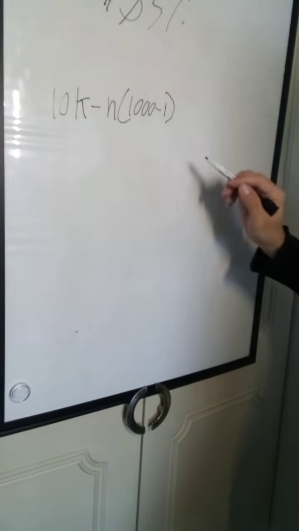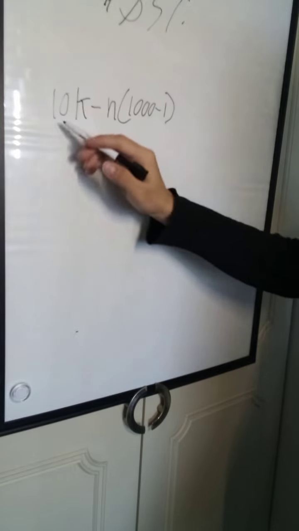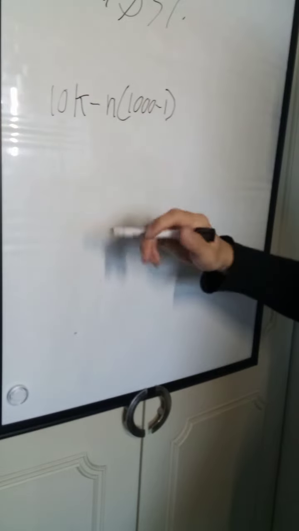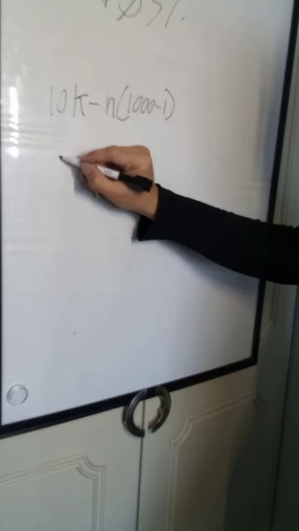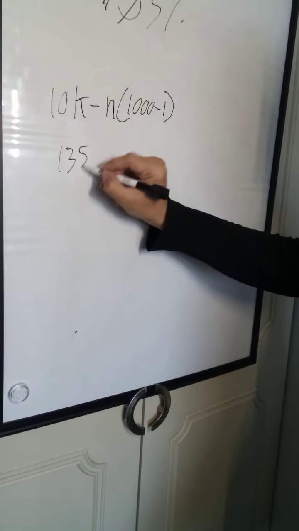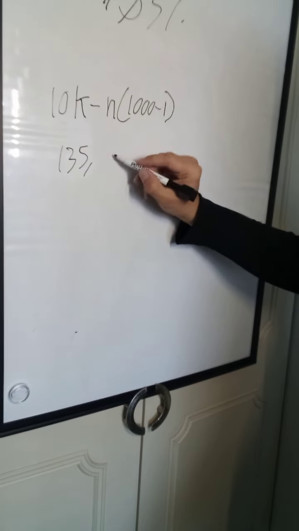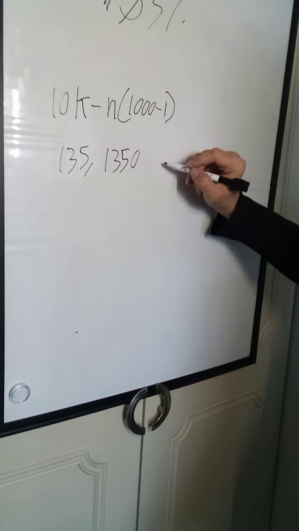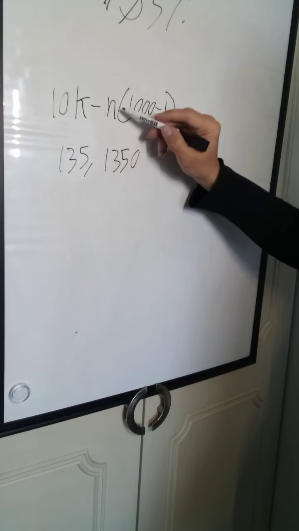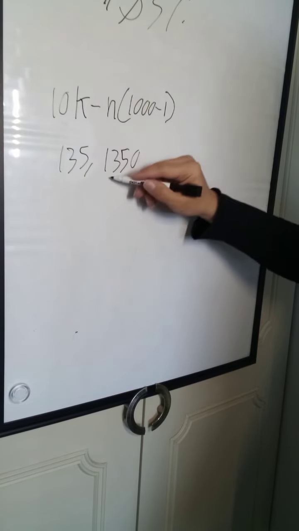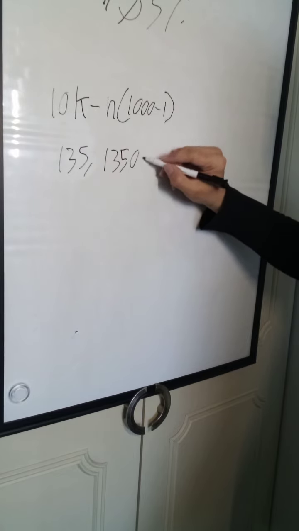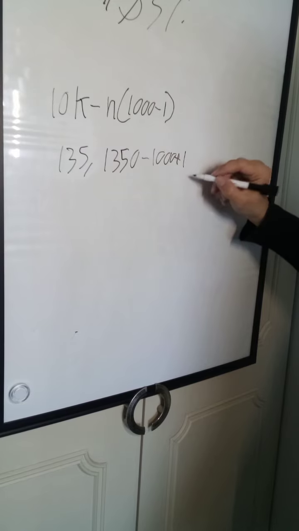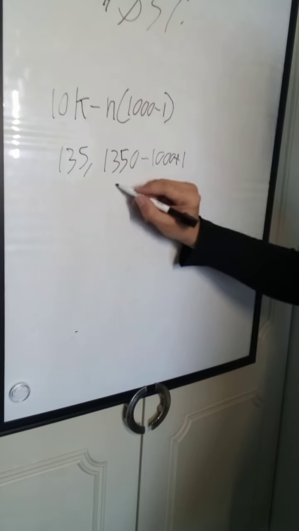So to help you understand what I mean, let's say k is equal to 135. That is 27 times 5. So take 135, multiply it by 10, then you get 1,350. Then n is equal to 1 because that's what we're going to subtract. So in that case, I'll subtract 1,000, add 1, and then get 351.